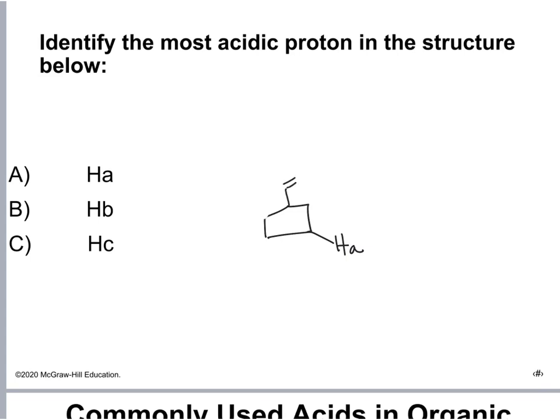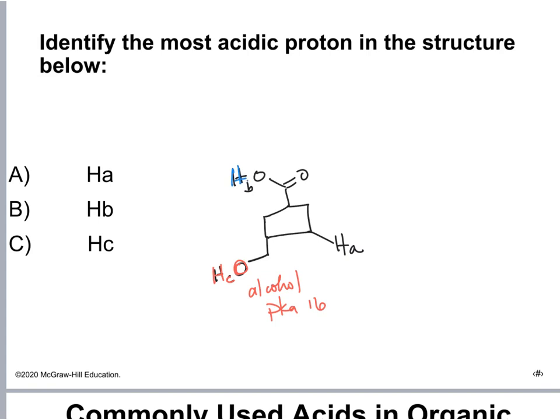So this is where you will get a structure, and you have to find the most acidic proton in that structure. Okay, so this HC bonded to the oxygen, that's kind of like an alcohol, right? A functional group. And that pKa is about 16.